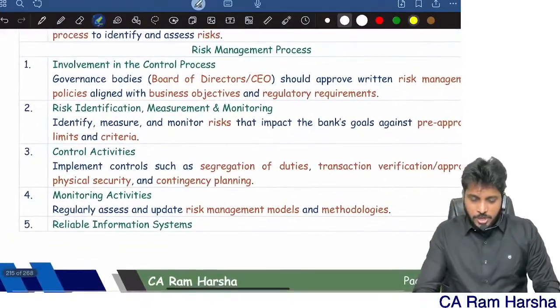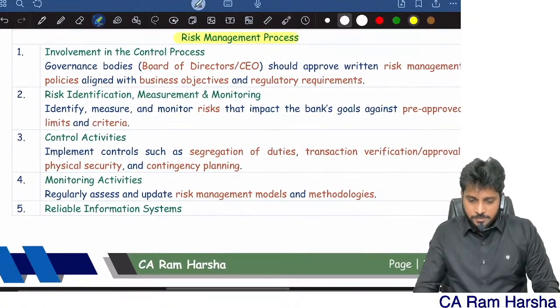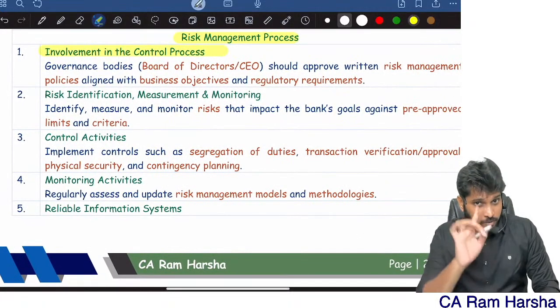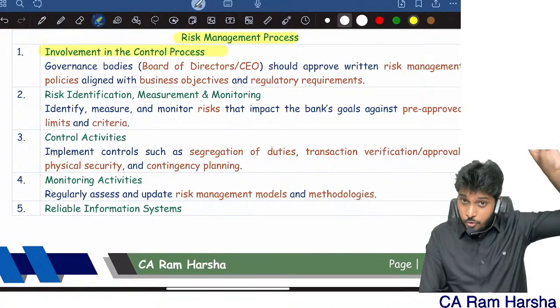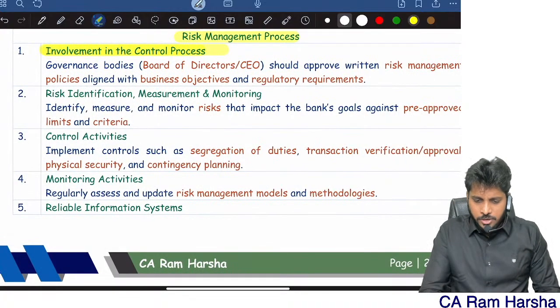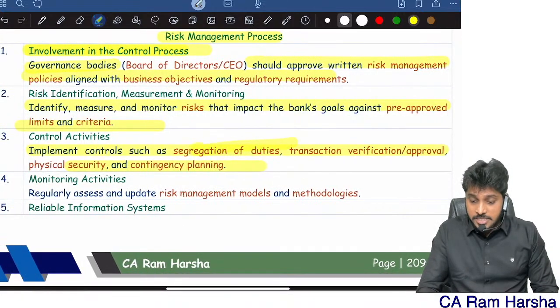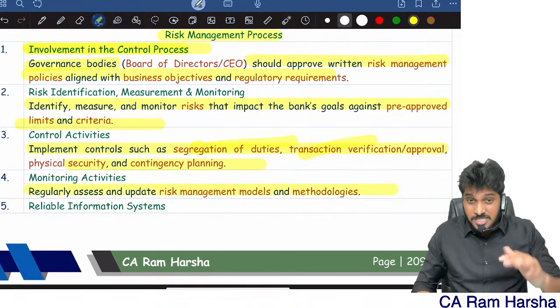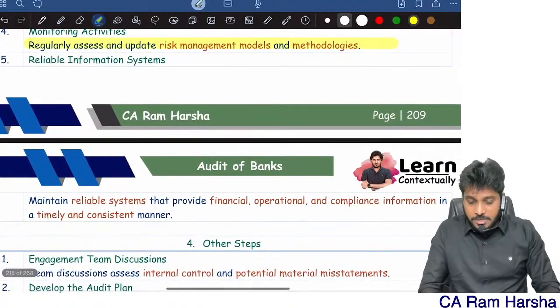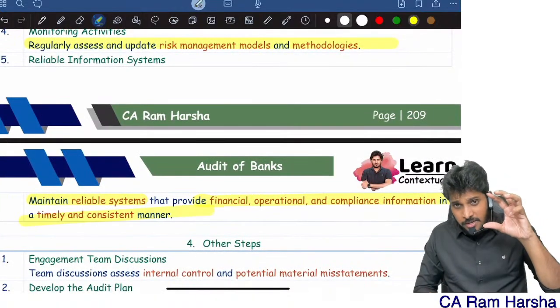Risk management process in a bank. This is also important. Once in one of the attempts it was asked in the old scheme. The bank must have top management involvement. The bank must identify the risk. The bank must implement various control activities like segregation of duties. Banks must regularly check their monitoring activities. The bank shall maintain a reliable information system. These are all part of the risk management process.